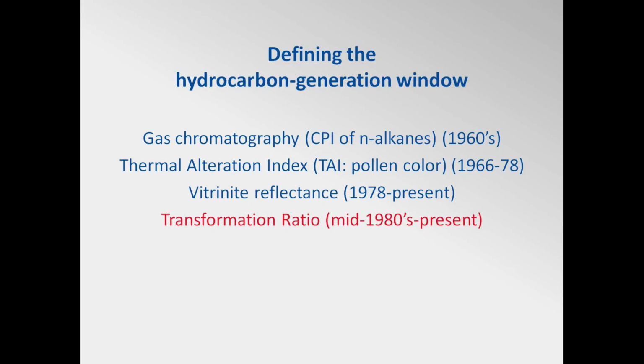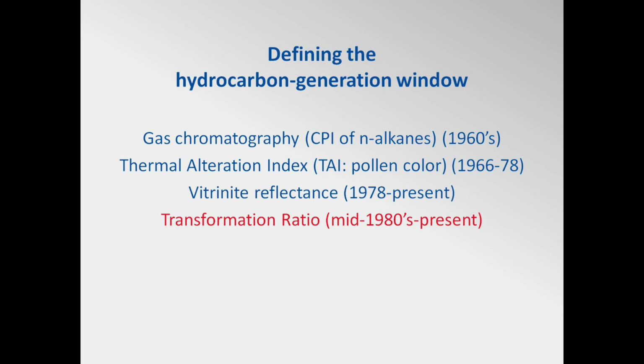A major limitation of all of these techniques is that they are proxies for actually measuring hydrocarbon generation. You measure some property that was affected by the thermal stress and try to relate that in some way to the process of hydrocarbon generation, which is a quite different process. With the advent of basin modeling and source rock kinetics, it became possible from the mid-1980s onward to calculate hydrocarbon generation directly and to use the transformation ratio as a direct measure of hydrocarbon generation.